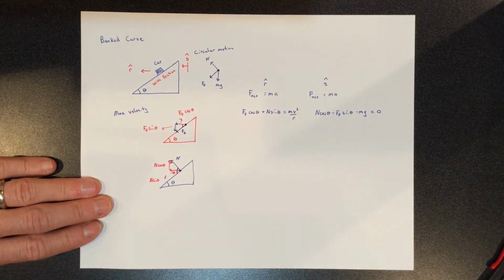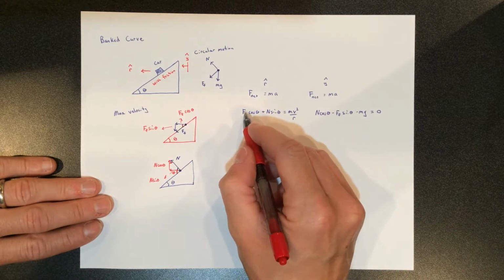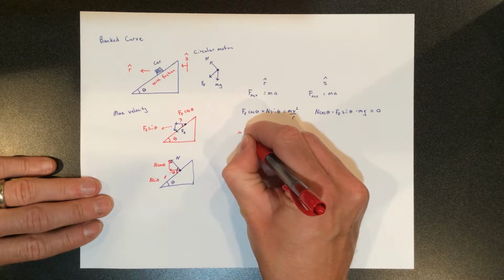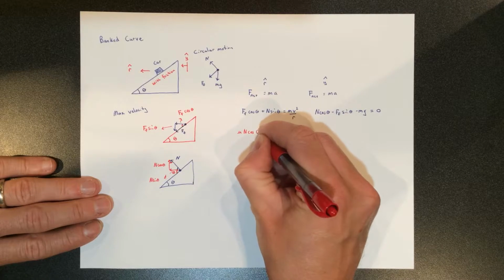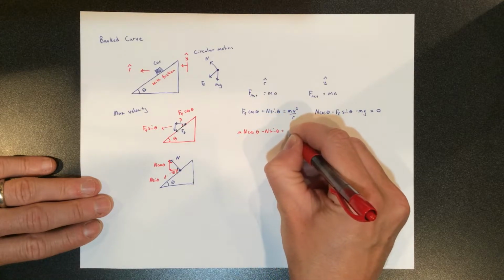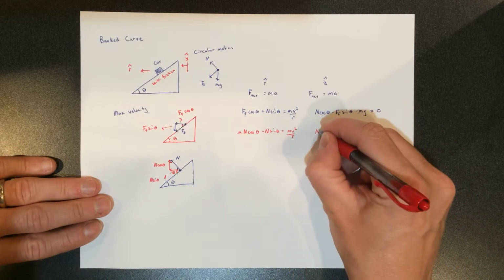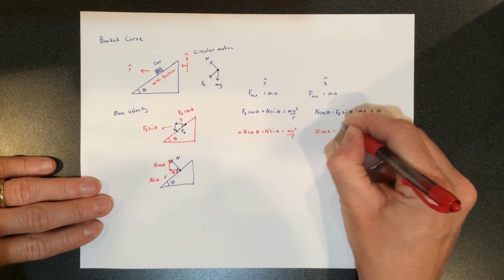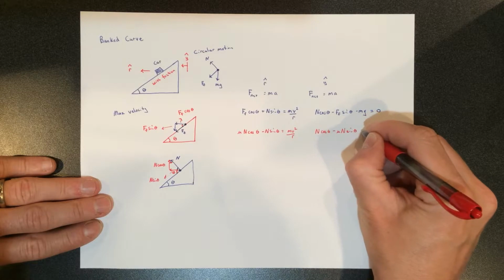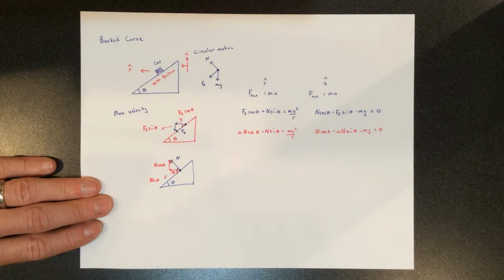Okay? And then the next step you would do when you're solving this is that we would insert, instead of Ff, mu times n. So we'd say mu n cosine theta minus n sine theta equals mv squared over r. And over here we would do the same thing. n cosine theta minus, instead of the force of friction, mu n sine theta, minus mg equals 0. And then the algebra takes over.